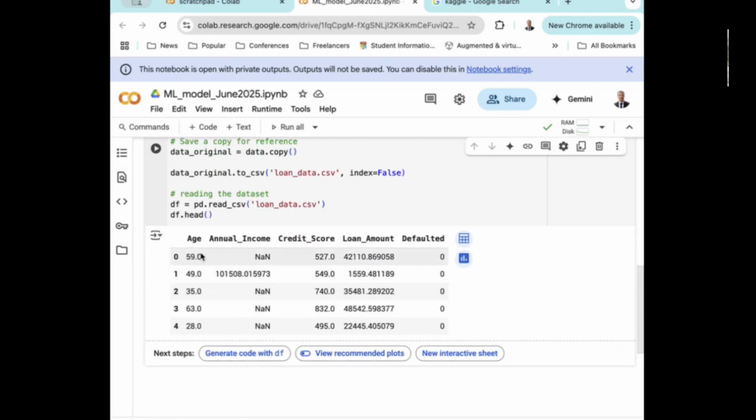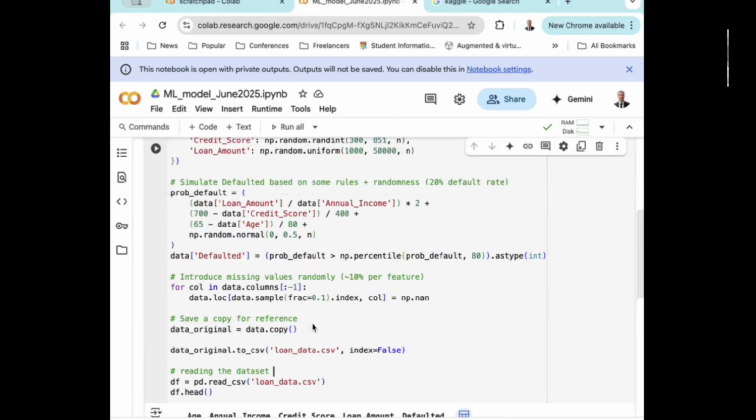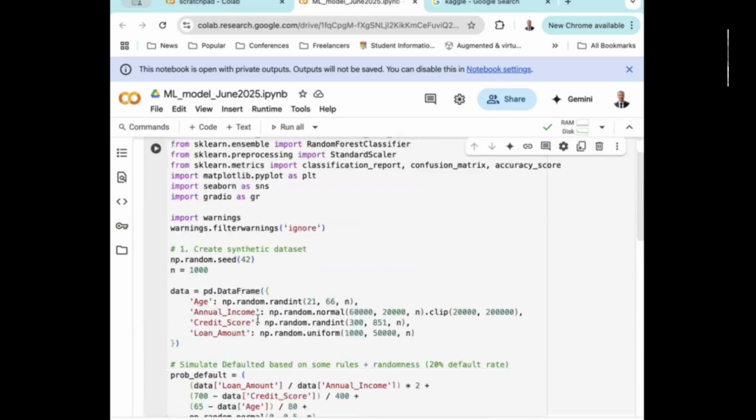So this is to show the first 5 rows of the dataset. Then we have these features: age of the customer, annual income of the customer, credit score of the customer, loan amount of the customer, and then default, whether the loan was approved or was not approved. This is the first 5 among 1,000. I asked to generate 1,000. So this is first generating the data, and then looking at the data.